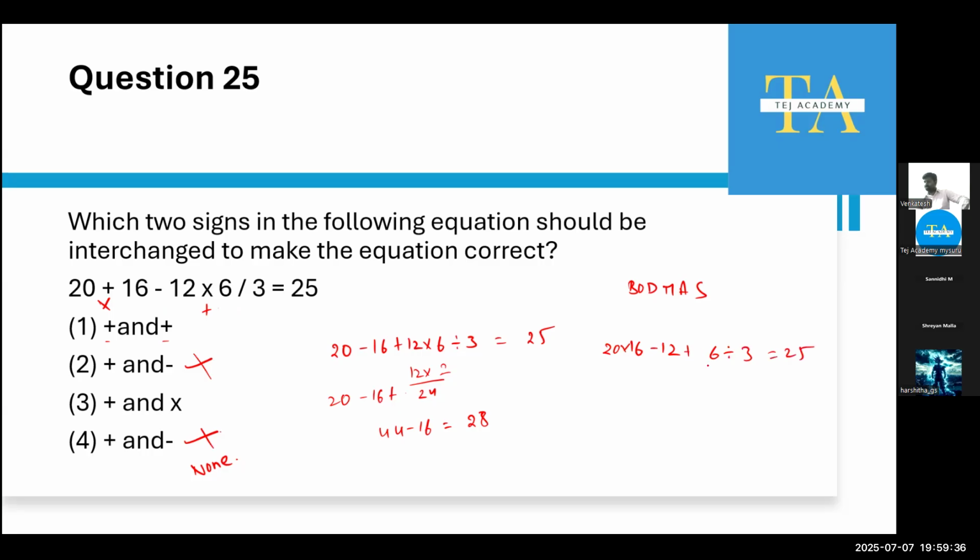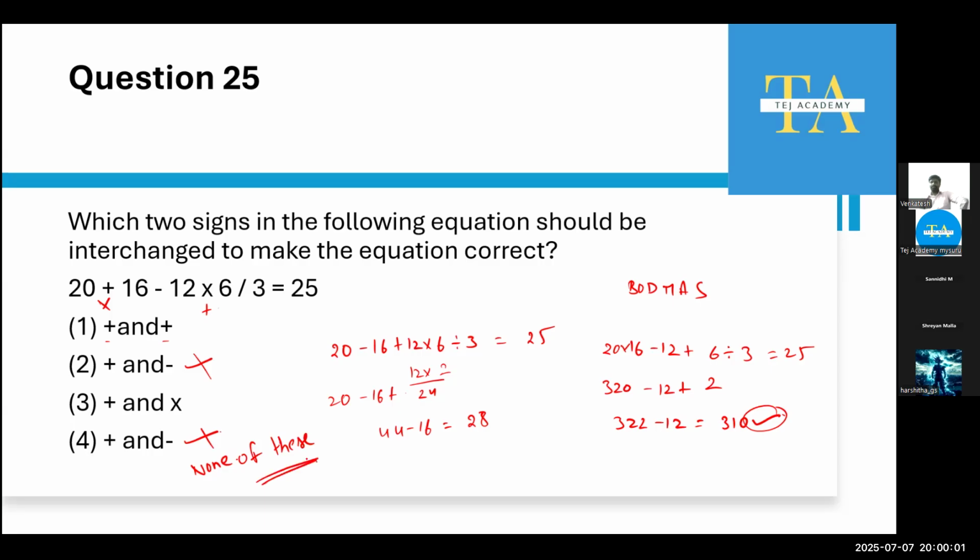As you know, 6 division 3 is 2. And 20 into 16 is 320. So minus 12 plus 2. So 322 minus 12. Will we get 25? No. We will get 310. So this is also not possible. So the answer is none of this is the correct answer.